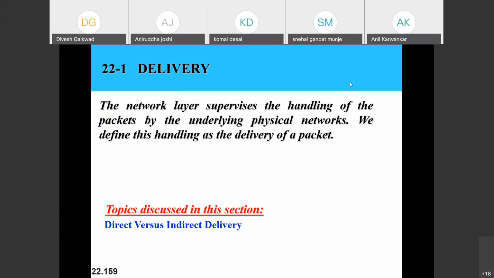In the direct delivery, the final destination of the packet is a host connected to the same physical network as the deliverer.